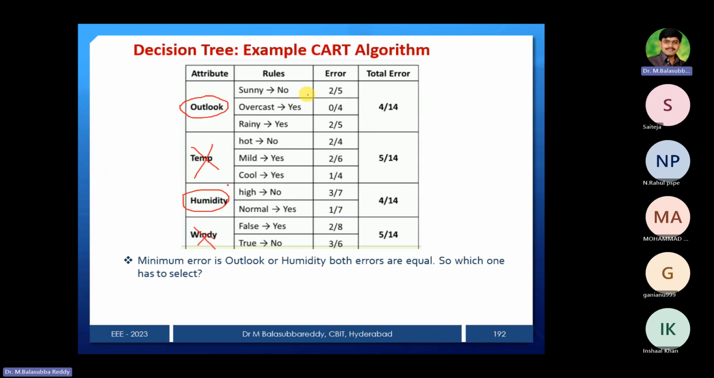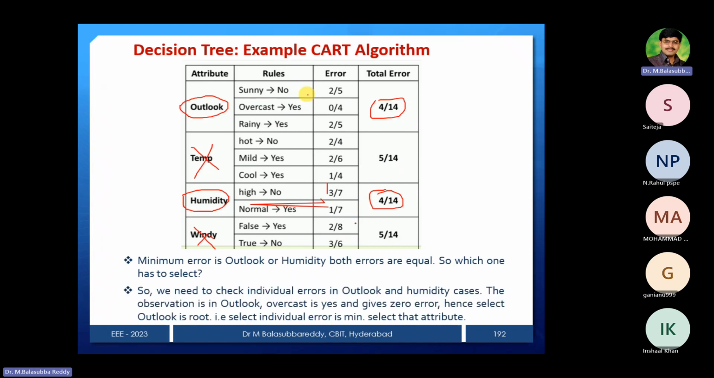Now, for any one, how to select again? We can see here classified incorrectly how many? 4 in this case, even though the value is 4 by 14, and humidity also 4 by 14. So in this case, there is 3 plus 1, 4, 4 by 14, and here also 4 by 14. So we need to check individual errors also, because both are the same. We have to go for individual errors as well, in the humidity case as well as the outlook case.